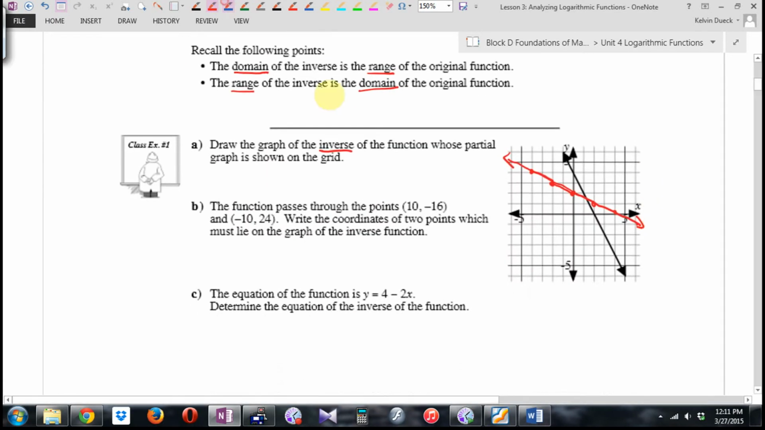Here's the line y equals x. The line y equals x goes through 1,1, 2,2, 3,3, 4,4, 5,5, 6,6. Can you see that if you crimped the paper right along that line, they would end up folding on top of each other? They are reflections of each other.